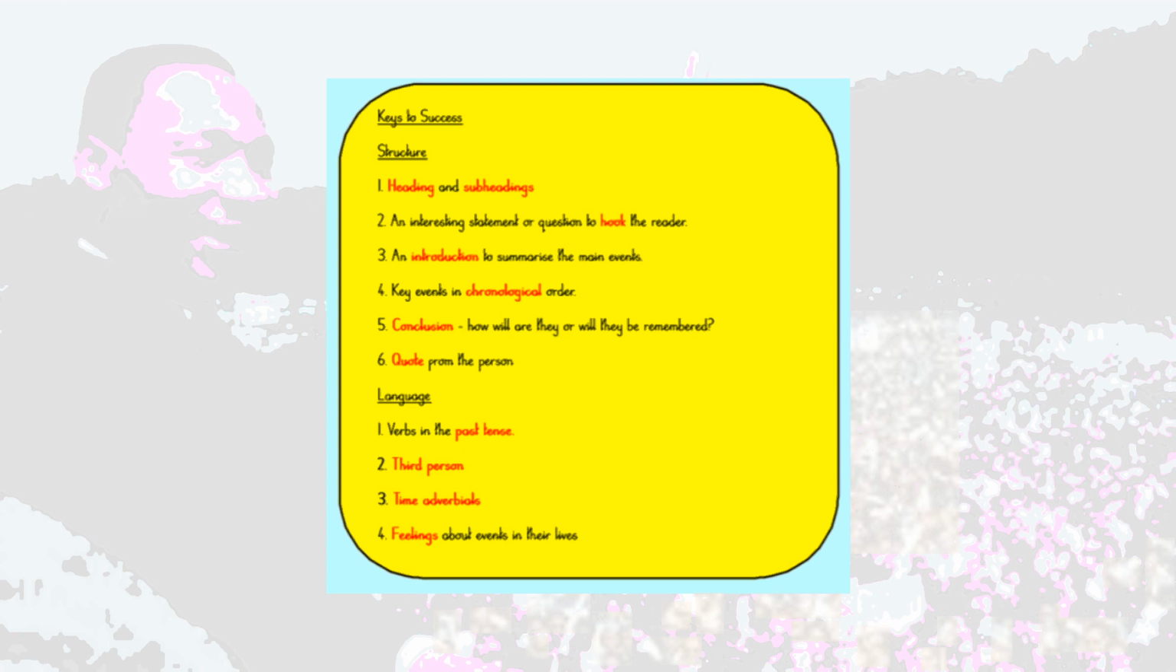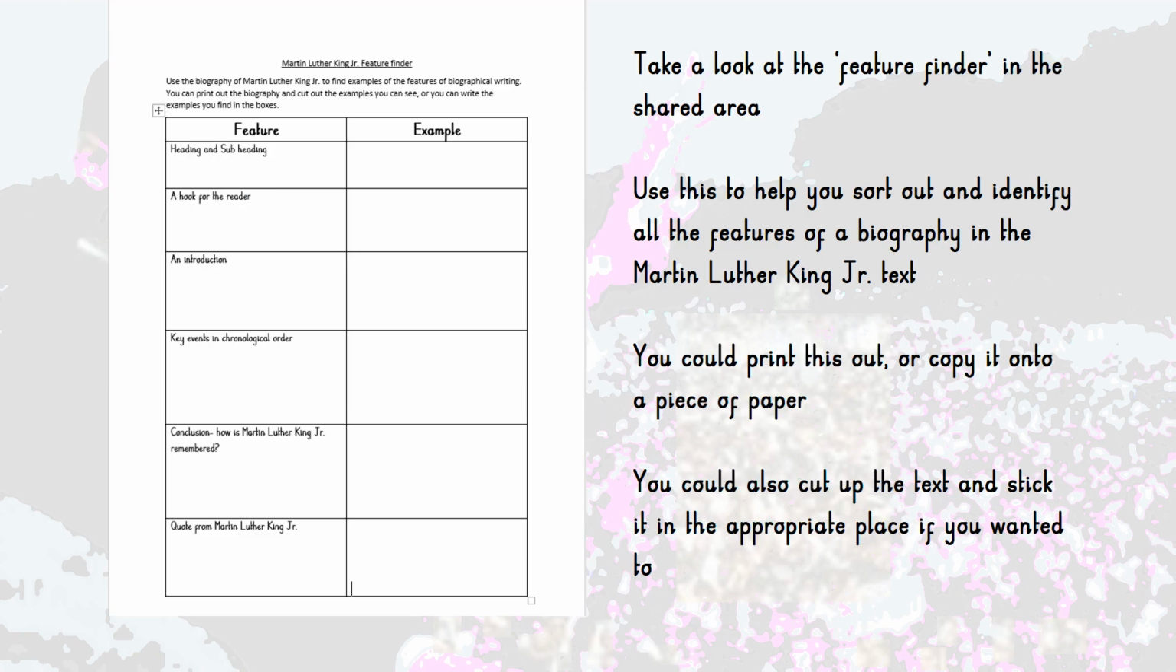The language features you might find are verbs in the past tense. It is written in the third person. That means you're using pronouns such as he, she, he did this. It's not I did that. It's always talking about somebody else. Time adverbials in there and different feelings about events in their lives.